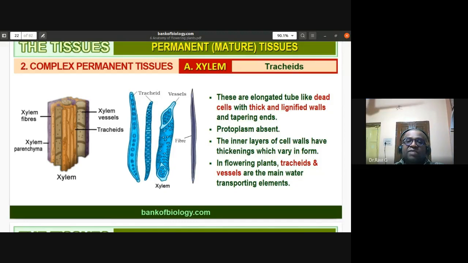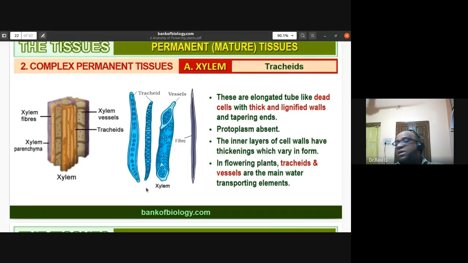In flowering plants, tracheids and vessels are the main water transporting elements, but the majority of angiosperms are made up of vessels, or trachea. So there are very few tracheids. You should remember that tracheids are elongated tube-like dead cells. You can notice here the tracheids are elongated tube-like dead cells with tapering ends and thick, lignified walls.